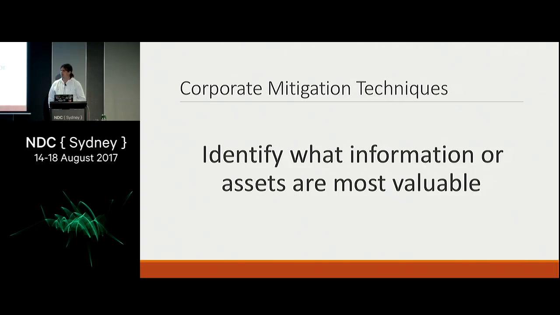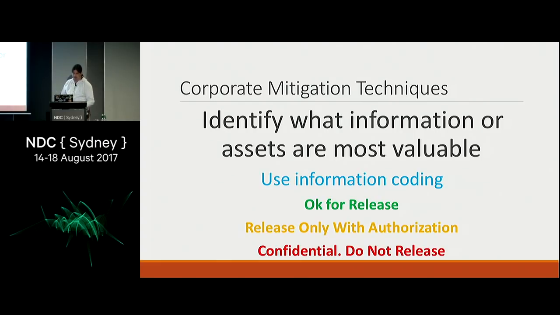Okay, so we talked about personal mitigation techniques. So what about corporate mitigation? What should companies be doing? One thing that companies should do is start identifying what information assets are most valuable and then marking them accordingly. So what do we mean by this?